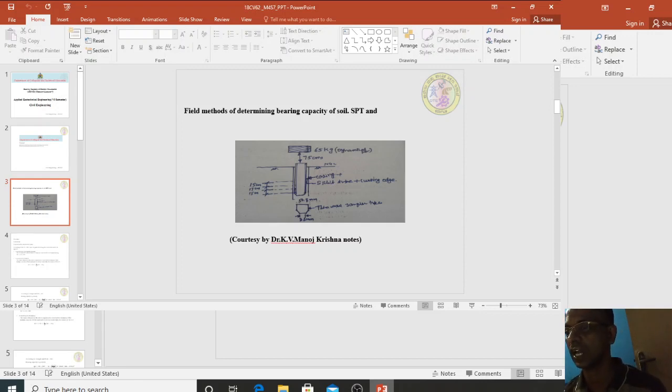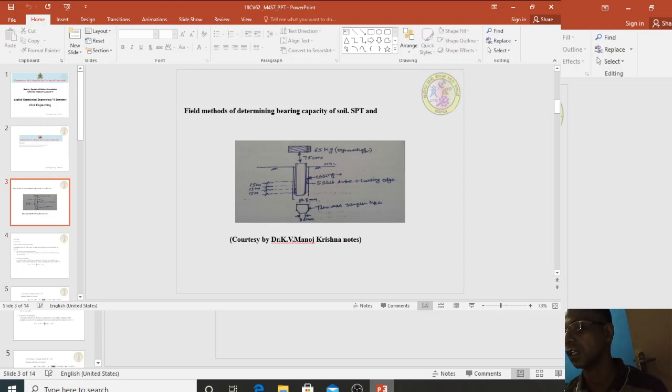Next we will have a cutting edge which has an internal diameter of 38 mm and an external diameter of 50.8 mm, which gives a thin wall sampler cutting edge effect.